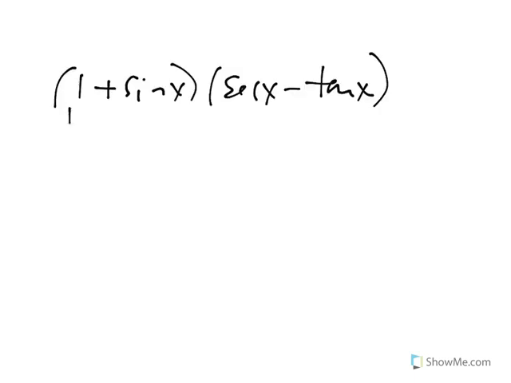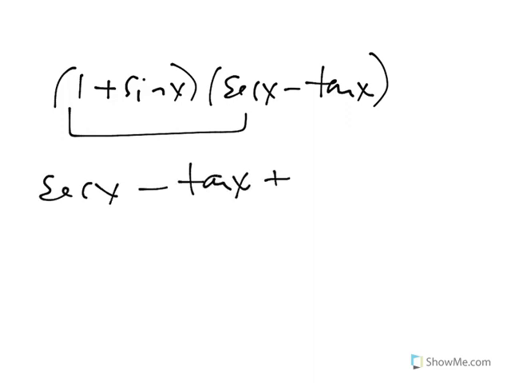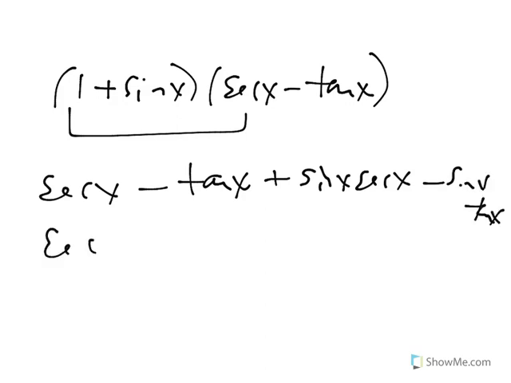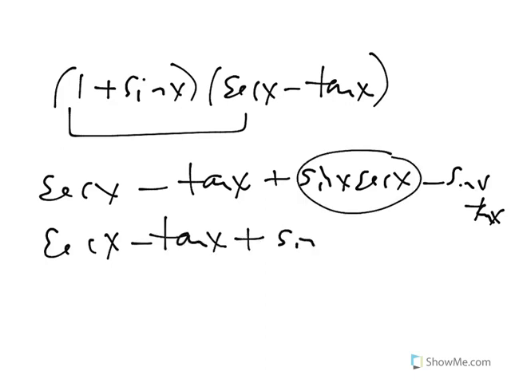I think for this one I'd use FOIL and see where it takes me. Here I have this complicated sine x, secant x. I'm hoping that becomes something nice. Minus sine x, tan x. So the secant x, leave that alone for now. I'm interested in these. Sine x, secant x is the same thing as sine x times 1 over cosine x, which is the same thing as sine x over cosine x, which is tangent x.